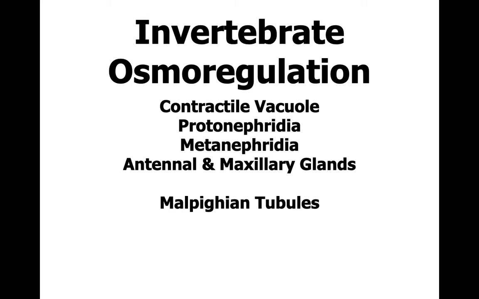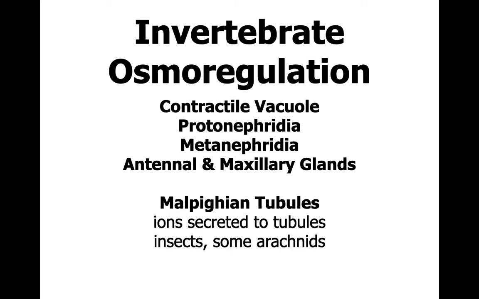There are also Malpighian tubules. So this is another mechanism used by invertebrates. Ions get secreted into tubules. This is a way to get rid of excess ions. This is found in insects, and some arachnids take advantage of this as well.